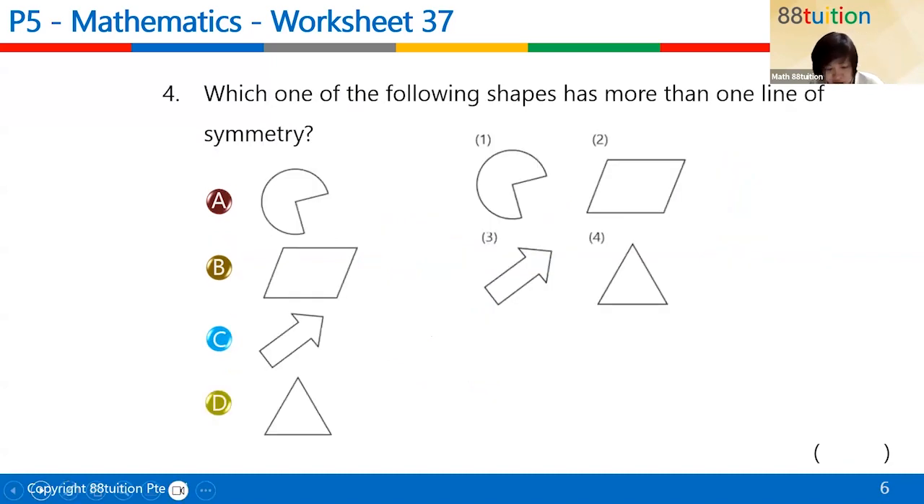Which of the following has more than one line of symmetry? Okay, so you have A, B, C, or D. More than one line, then you do this. Okay, this is only one line, the rest cannot.